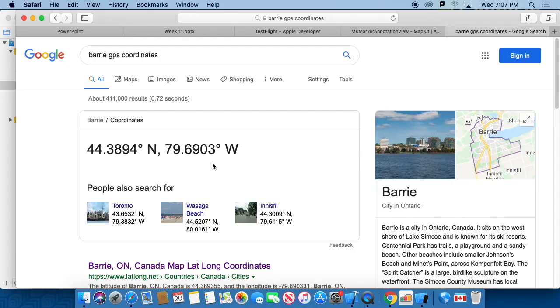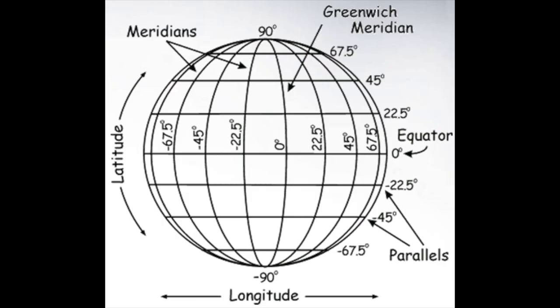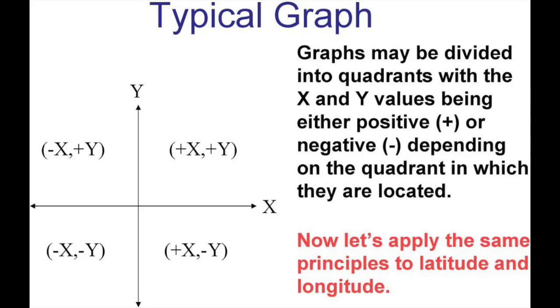So this is telling you Barrie is 44 degrees north, so you go 44 degrees north and 79 degrees west. Why is this important? Because as soon as you say west, you are saying that it is actually negative. West is minus. In this quadrant, everything is positive. What about this? Plus, minus: x is positive, y is negative. Here it is the opposite, minus plus. And here both are negative.